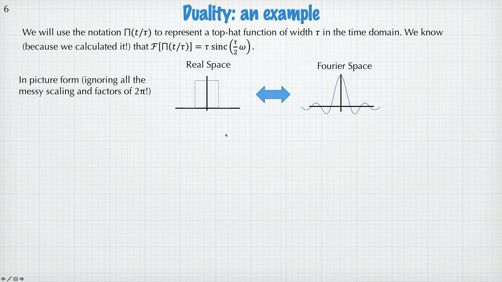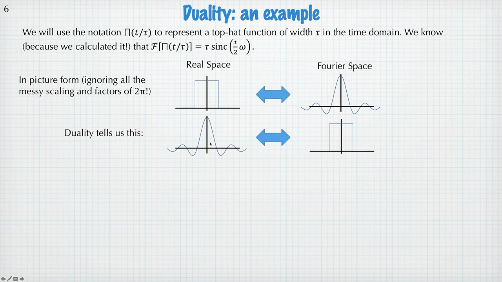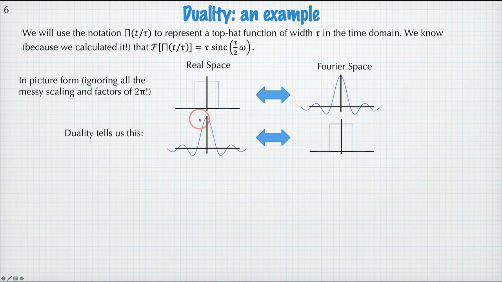But if we'd started with a sinc function in real space, duality tells us that the Fourier transform of this must be a top hat function, because Fourier transforms travel in pairs. If the Fourier transform of a top hat function is a sinc function, the Fourier transform of a sinc function is a top hat function.